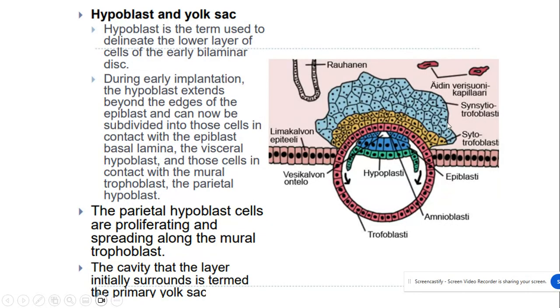Okay, and this is the syncytiotrophoblast, and this is the cytotrophoblast, okay? So we can see parietal hypoblast cells proliferating and spreading along the mural trophoblast. The cavity that the layer initially surrounds is termed the primary yolk sac. The cavity is actually called the yolk sac, right? Why? Because there's an extra space that is formed.